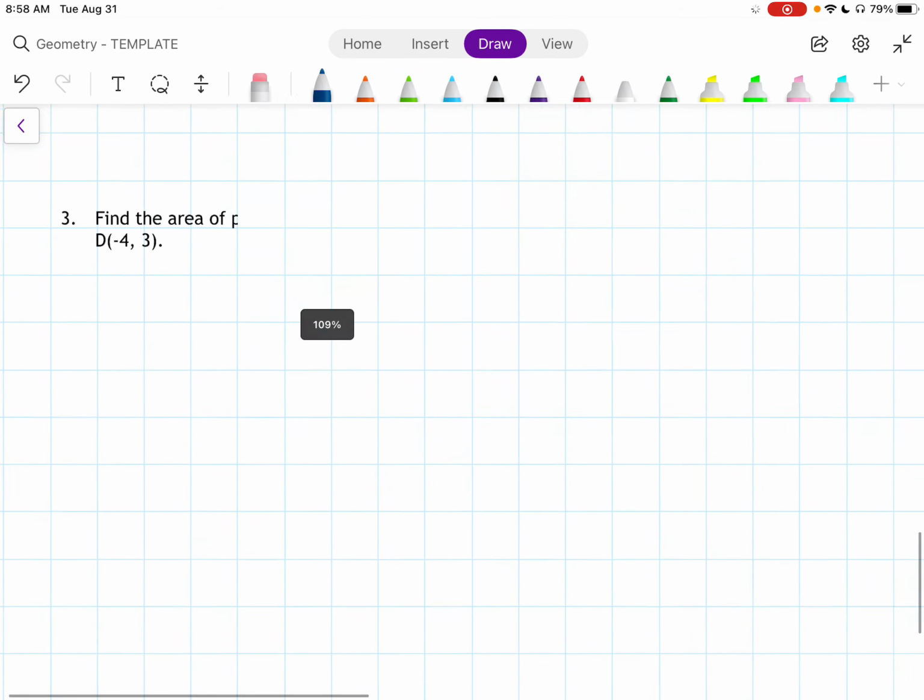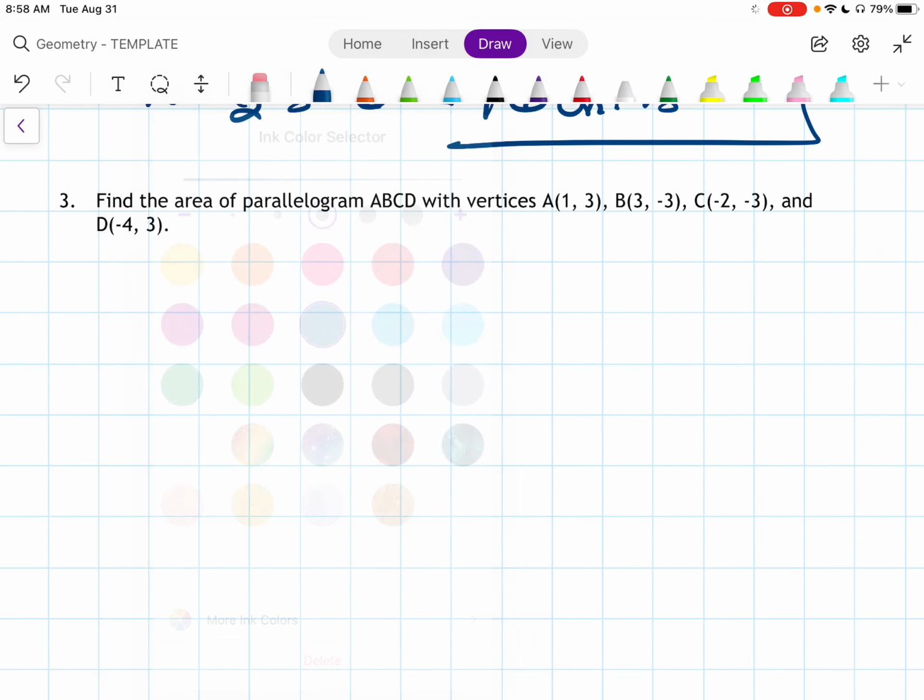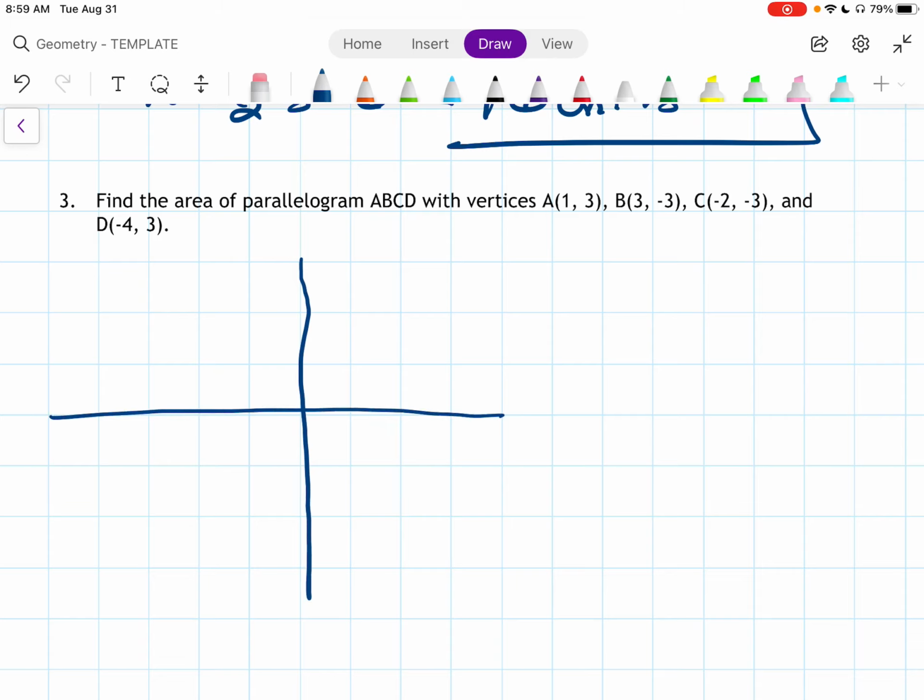Scrolling down to number 3. Again, we want to graph this and use that if possible. So A is at 1, 3. B is at 3, negative 3. C is at negative 2, negative 3. And D is at negative 4, positive 3.